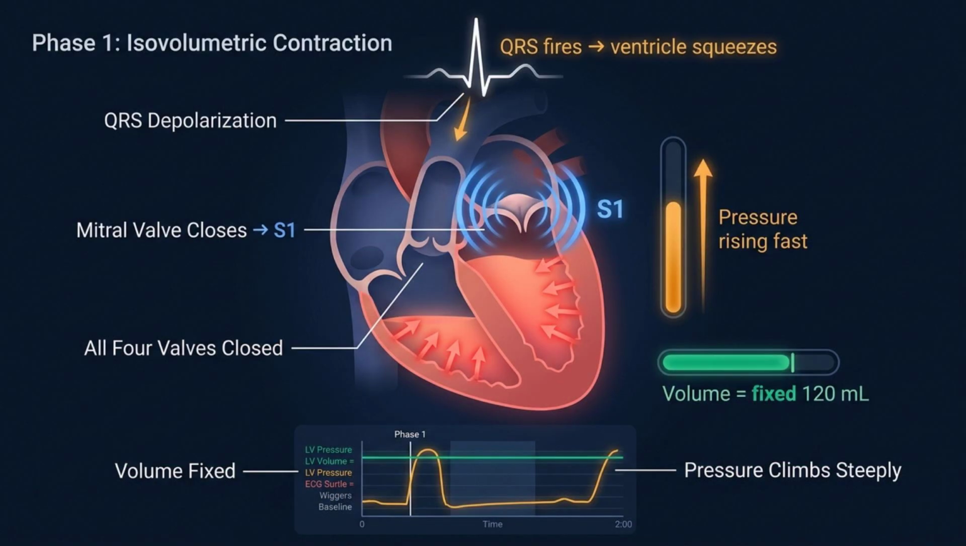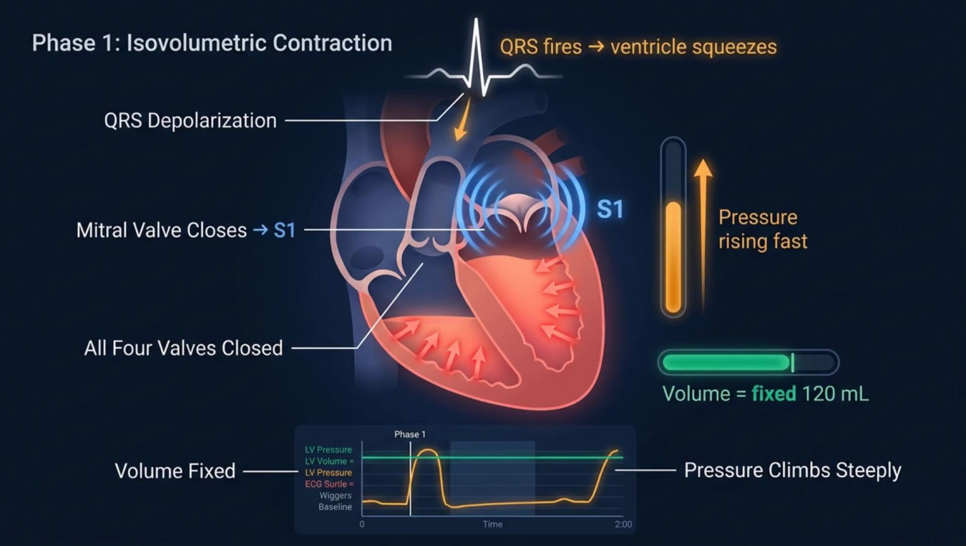Phase 1 is isovolumetric contraction. Electrical depolarization reaches the ventricle, the QRS hits, and the left ventricle starts to squeeze. Pressure rises rapidly. The moment left ventricular pressure exceeds left atrial pressure, the mitral valve slams shut. That closure creates the S1 heart sound.